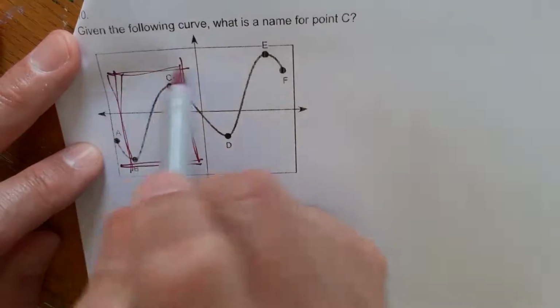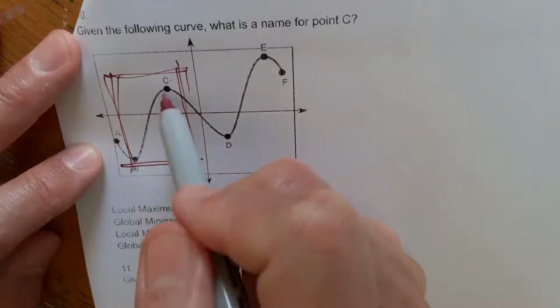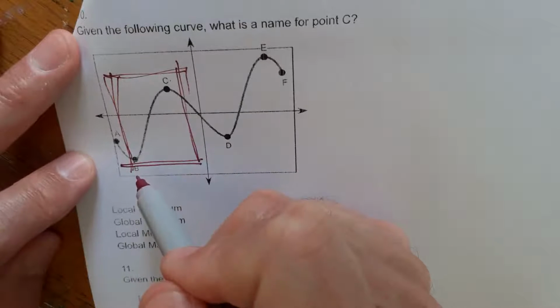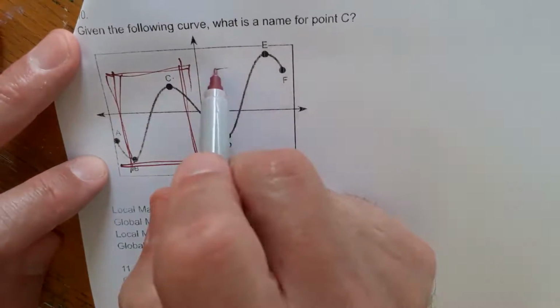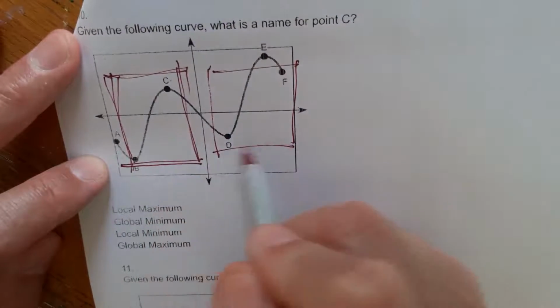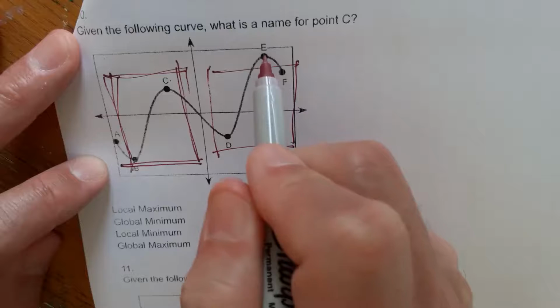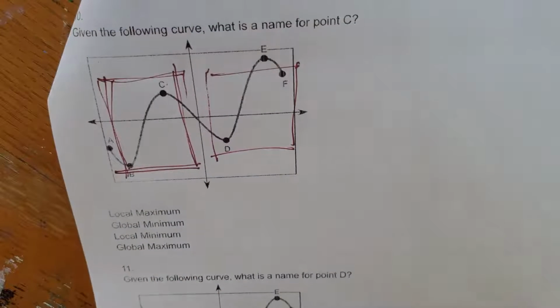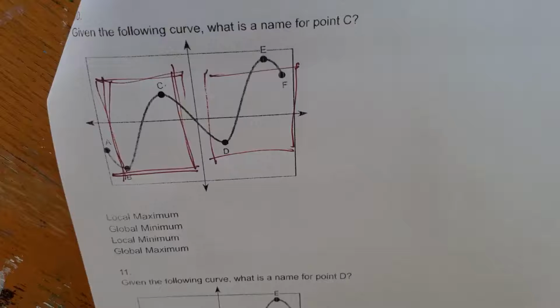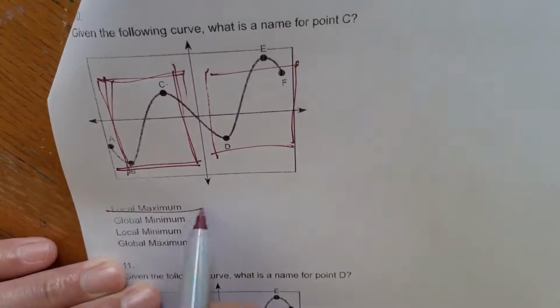If our viewing window is right here, then these two are local min and max, right? It could change, though, if you were over here, right, and looking at just these. This could be a local min and a local max. This would still be a global max, and this would still be the global min, because those are the two most highest and lowest points. So C is a local max.